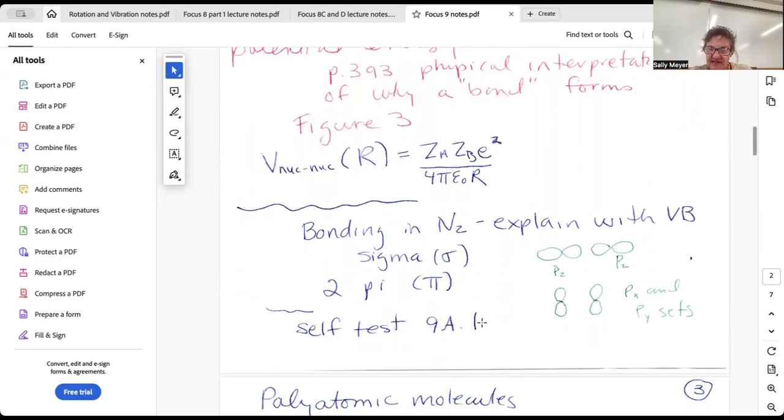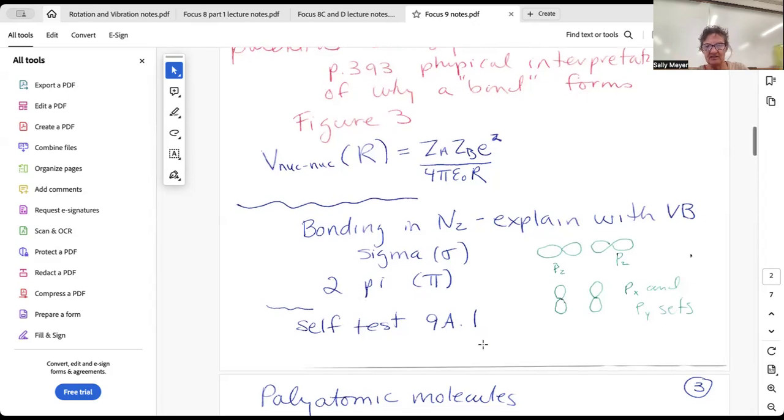So we looked at the bonding in nitrogen in that figure. And explaining it with valence bond theory is talking about what are the atomic orbitals that overlap. So we talked about the PZ, those are the ones along the bond axis overlapping to form a sigma bond, and then the PX and the PY, which are perpendicular to that, can overlap sideways to make pi bonds. So stop and do self-test 9A.1, where you do the same thing, but you do it with diatomic oxygen.